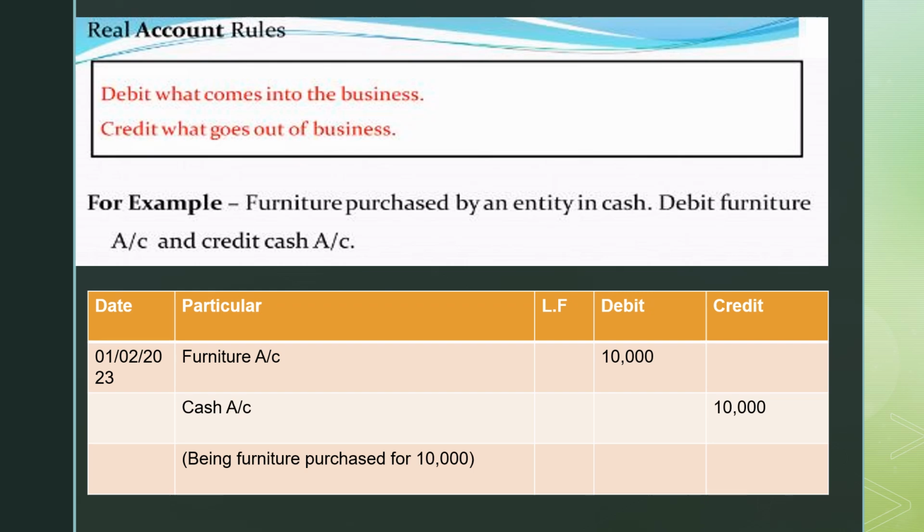Furniture purchased by an entity in cash. So here debit is what is coming in. So furniture account is debit and the cash is going out. Cash account is credit.